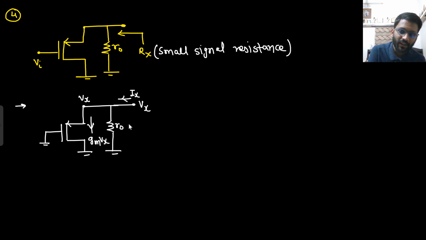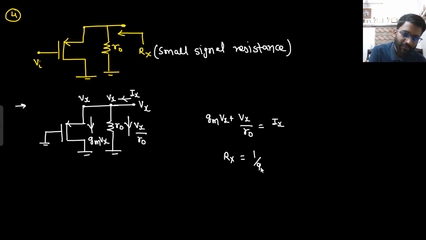And what is the current flowing here? This potential is also Vx. The current flowing downward is Vx by R0. So Gm Vx plus Vx by R0 is equal to Ix. Tell me what the answer will be. Rx will be 1 by Gm parallel R0.